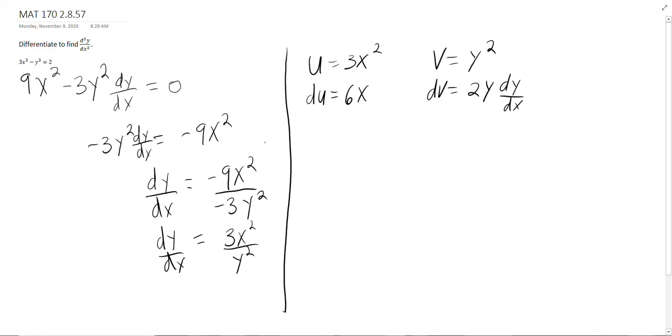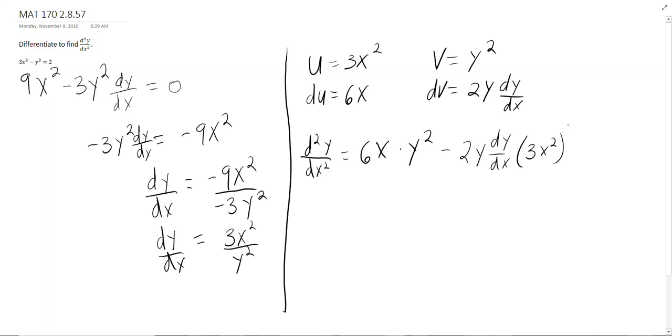Okay, so using the quotient rule, I have that the second derivative of y with respect to x equals du times y squared minus the derivative of v, 2y dy over dx times u, all over v squared.